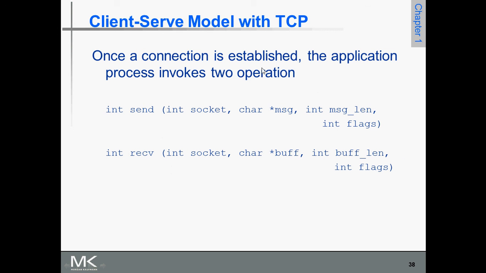Once the connection is established, the send and receive functions are used to transfer the messages between both parties, the client as well as the server. Here the parameters are almost the same.